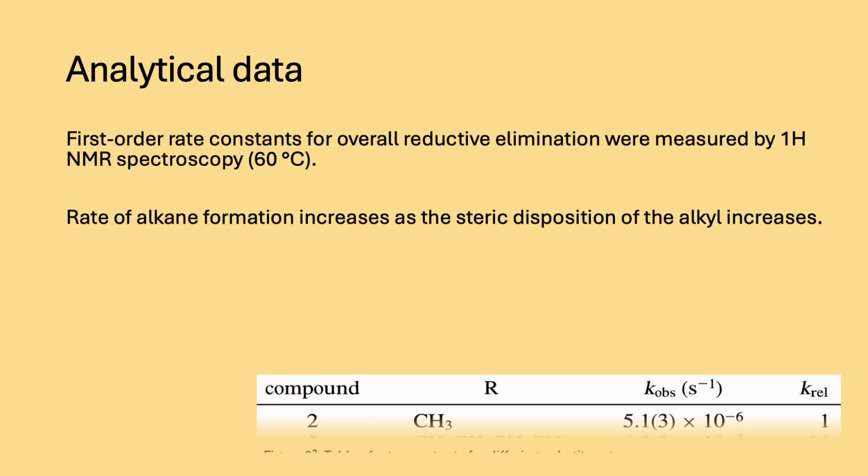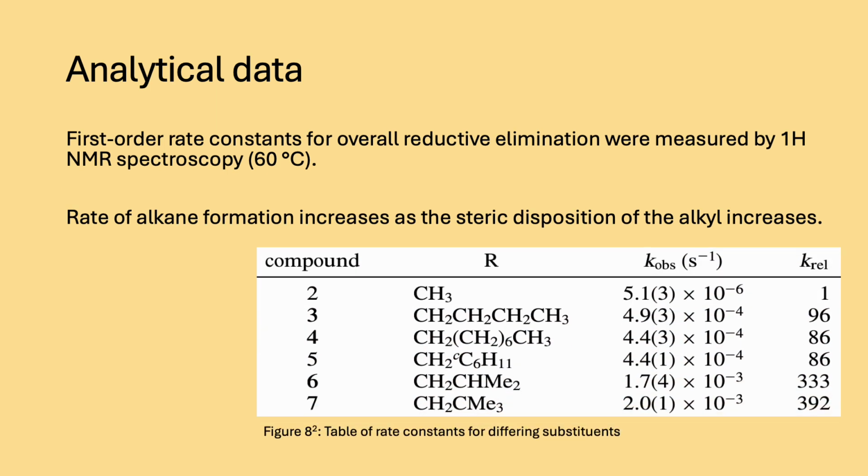The first-order rate constants for overall reductive elimination were measured by proton NMR spectroscopy at 60 degrees Celsius. The observed rate constants for reductive elimination for the different zirconocene complexes where the alkyl ligand was systematically varied can be seen in the table. In general, the rate of alkane formation increases as the steric disposition of the alkyl increases. This trend agrees with the theoretical expectations.